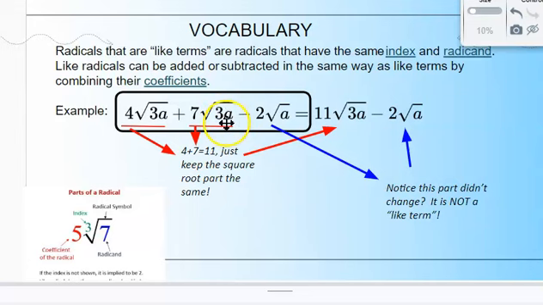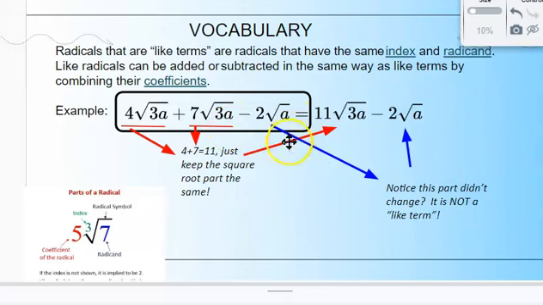In the same way you could add 4x plus 7x and get 11x, you can add 4 square root 3a plus 7 square root 3a by just adding the numbers in front, 4 plus 7, and get 11 square root 3a. Notice the square root part doesn't change.